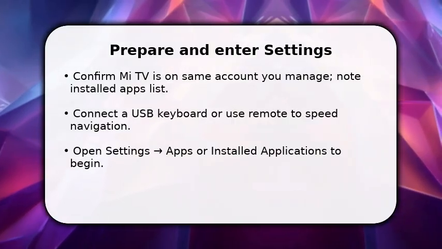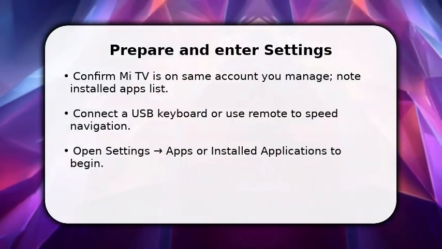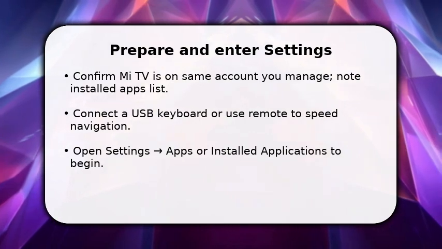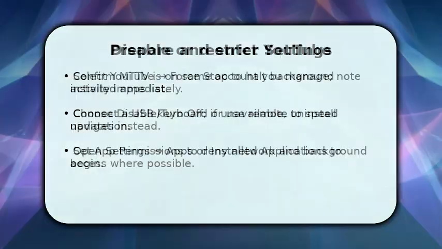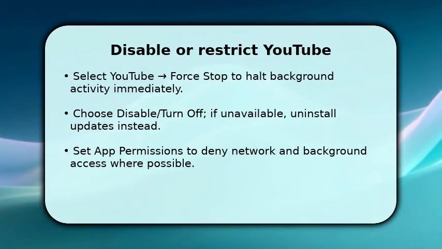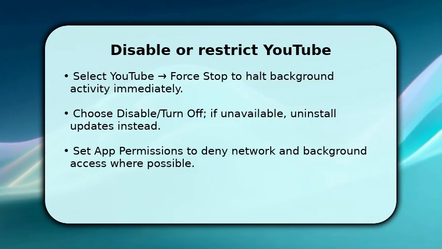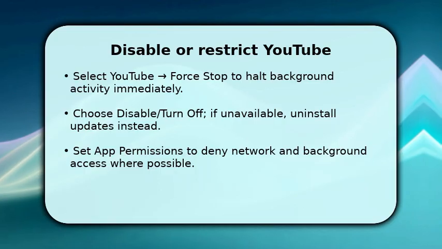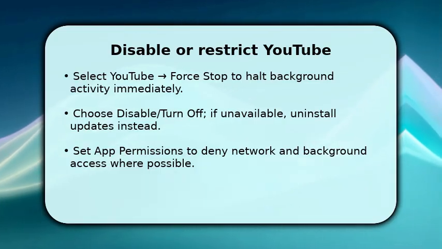You're doing this to prevent the app from auto-updating or appearing in the launcher, while preserving system stability. Once you've opened YouTube's app page, press Force Stop to halt any running processes right away. Next, choose Disable or Turn Off. This removes it from the launcher and prevents execution.